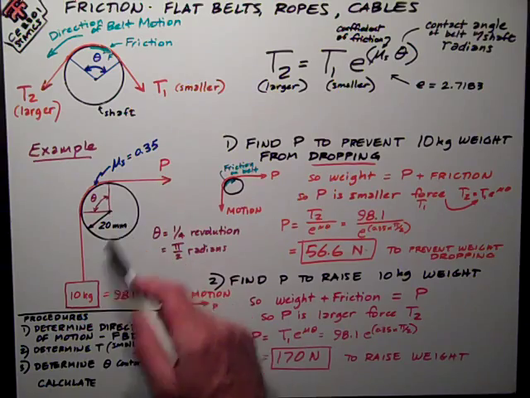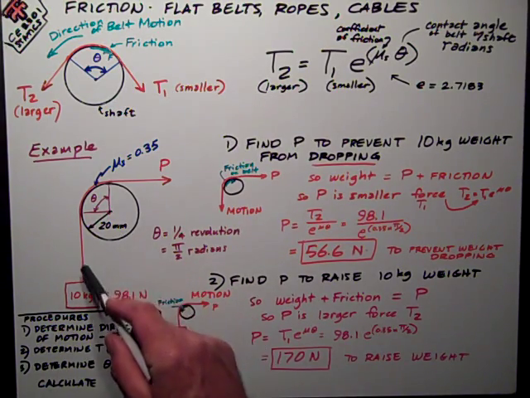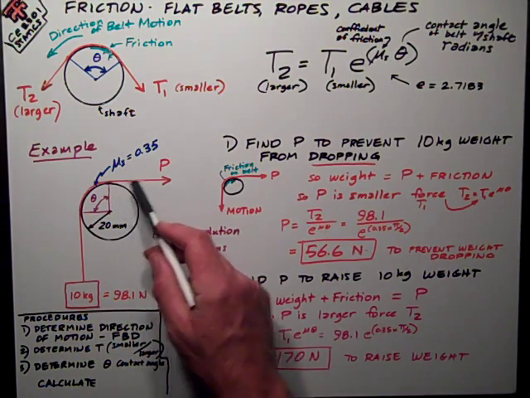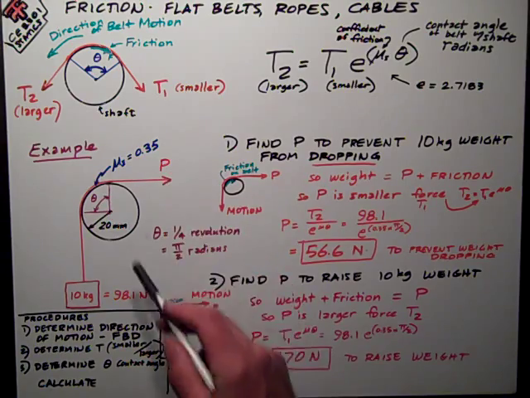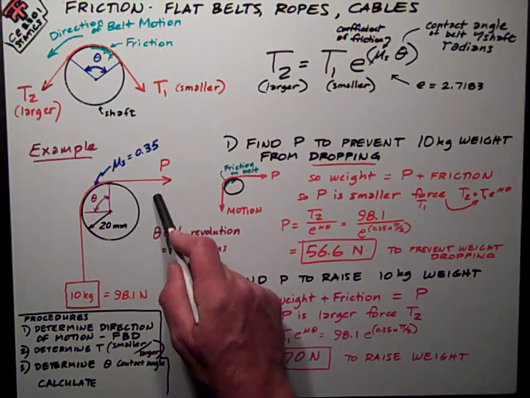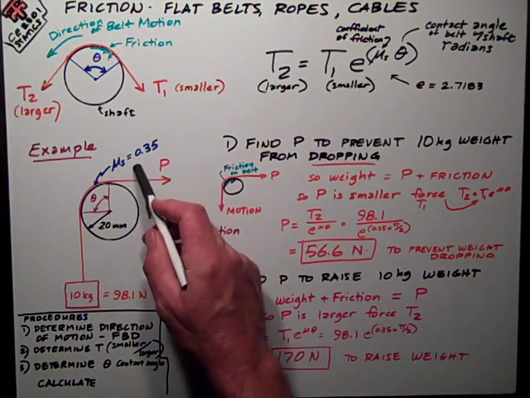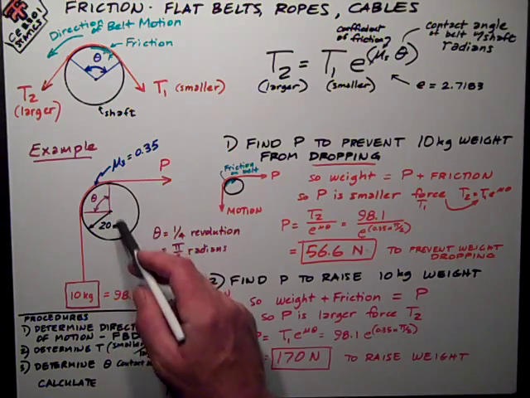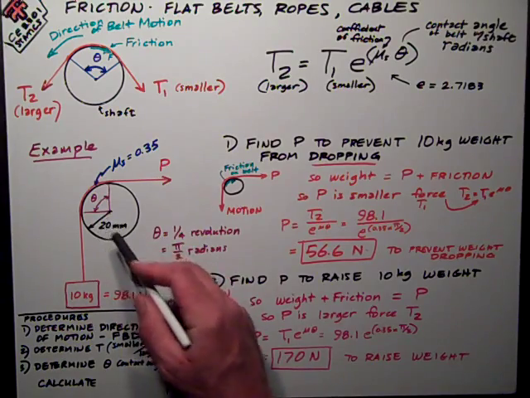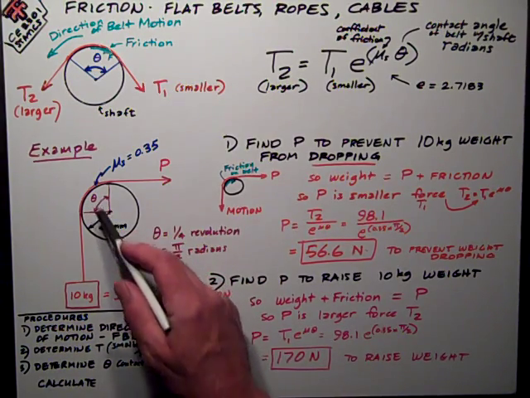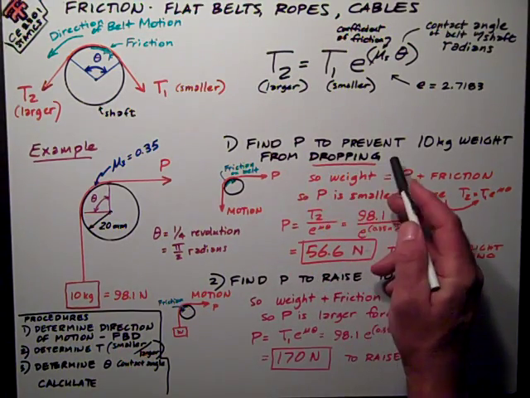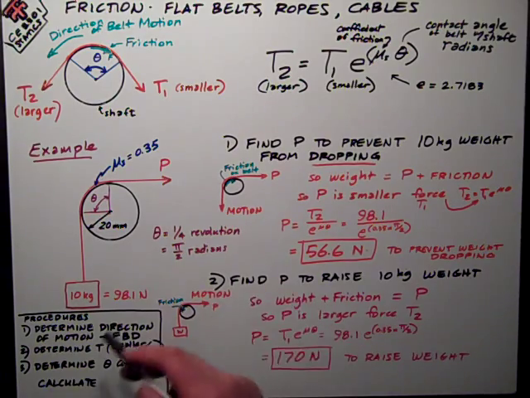I've got a simple example here of a 10 kilogram weight suspended from a cable or a flat belt, passing over a shaft, and then I'm exerting a force P horizontally to the right to do different things to the weight. The coefficient of friction is 0.35, and I'm giving you the radius of the shaft, but it really doesn't make any difference. What matters is this angle of contact, theta. So first part is to find the P force to prevent the 10 kilogram weight from dropping.